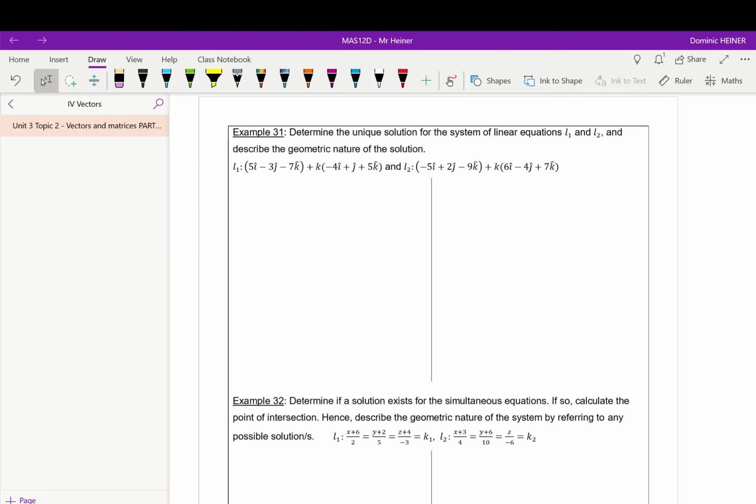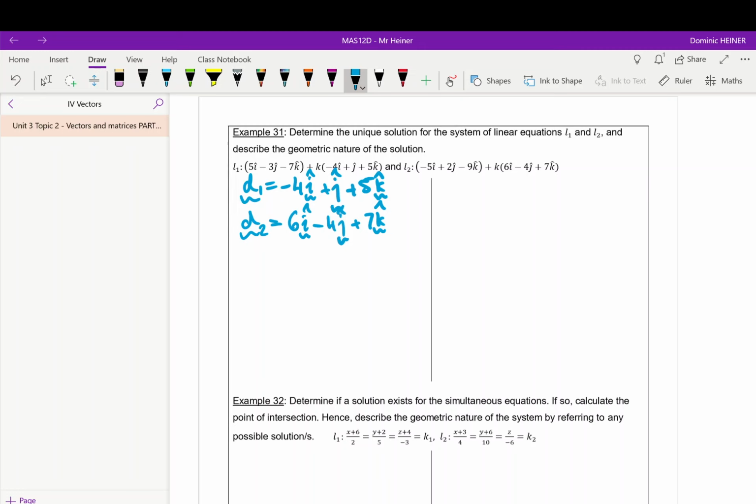Okay, so determine the unique solution for the system of linear equations L1 and L2 and describe the geometric nature of the solution. So we have 2 lines represented as vectors. So this is your A plus KD, rather, not B. And so looking at this first line, we have D component of, let's call it D1, is negative 4i plus j plus 5k. And then we have D2 component of 6i minus 4j plus 7k.